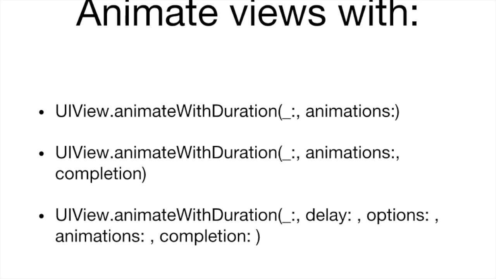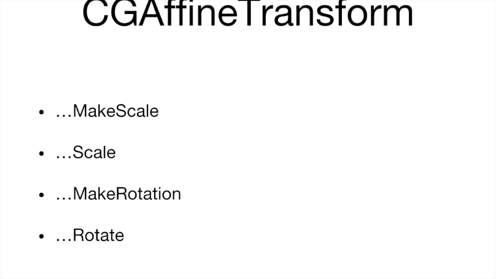Okay, so yeah, review. We have the first one, the easiest one. Nothing there, no completion block. The next one is the completion block. This one we have a delay here in the options, right? And for the CGAffineTransform, make, if the easiest one is just make, then you don't need to input the first parameter.